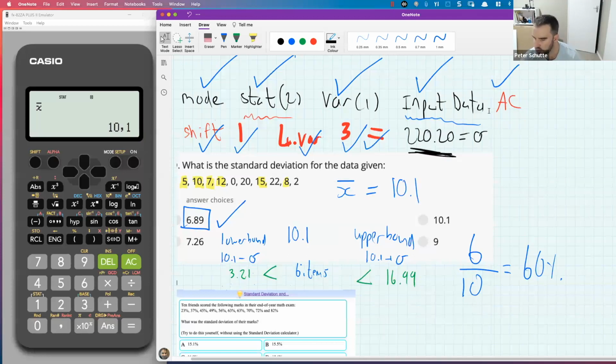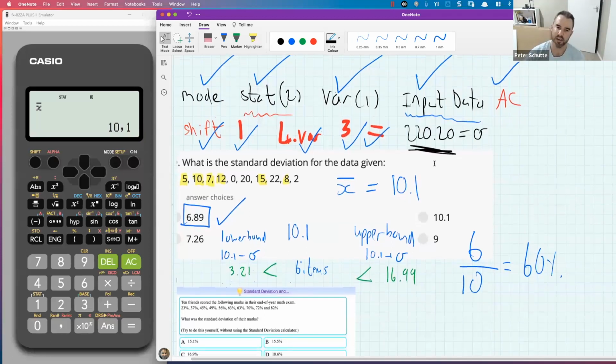Please repeat the lower and upper bound. Okay. If we talk about a data set, you can find the mean and the standard deviation. So in this question, the mean was 10.1. The standard deviation for this data set was 6.89.